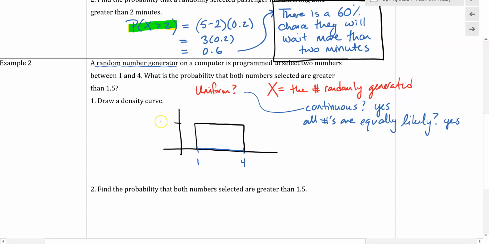Now, to complete this density curve, I have to know what that height is. What is the height of that distribution there? What helps us do that is the one thing we know: the total area here has to equal 1. The area under this curve has to equal 1, just like the probability.